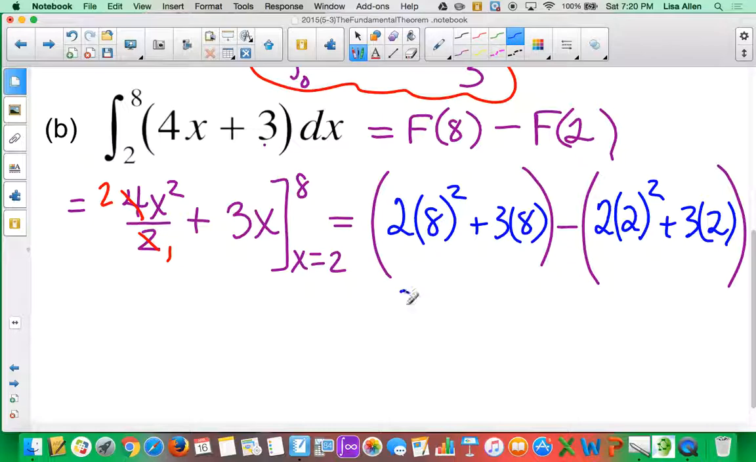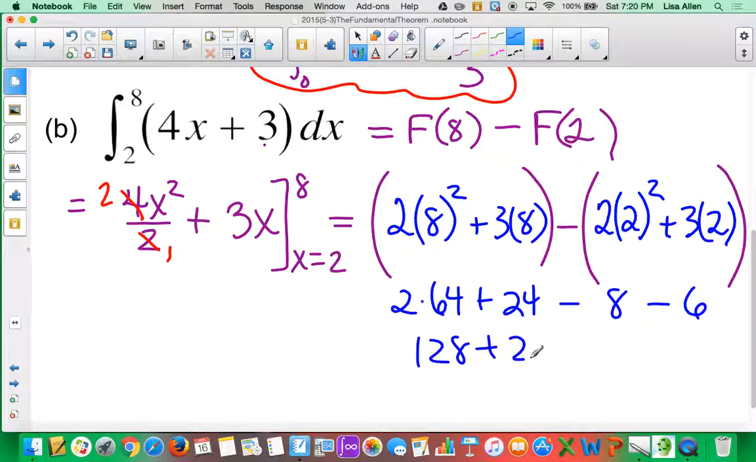So we end up with 2 times 64. Oops, everybody makes those kind of mistakes sometimes. 64 plus 24 minus, this is going to be 2 times 4 is 8, minus 6. So we get 2 times 64 is 128 plus 24 minus 8 minus 6 to get a grand total of 138. Let me just check my math there real quick.